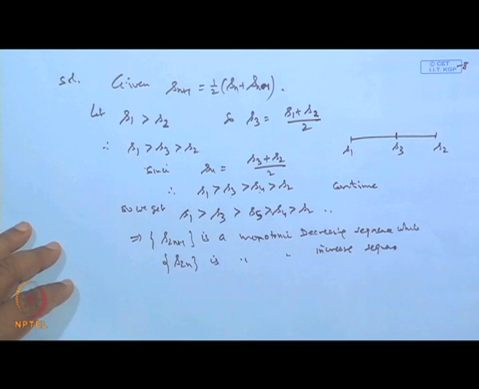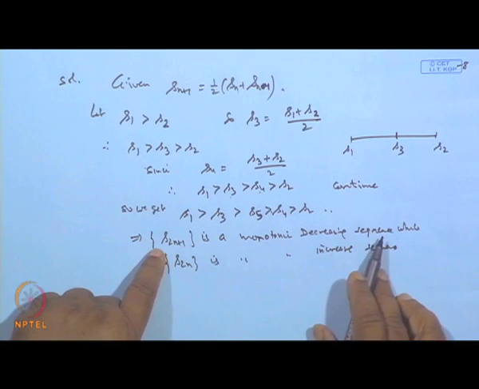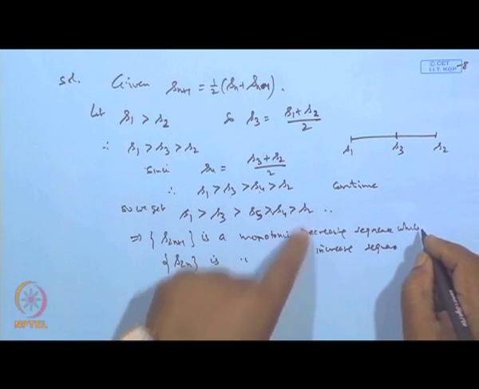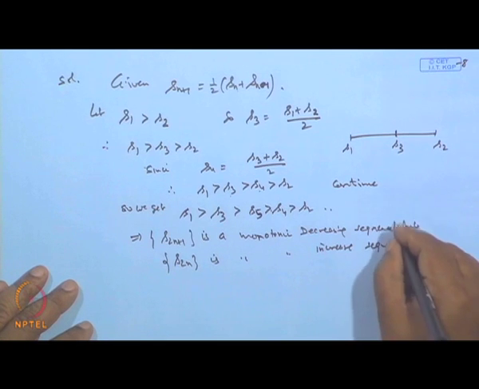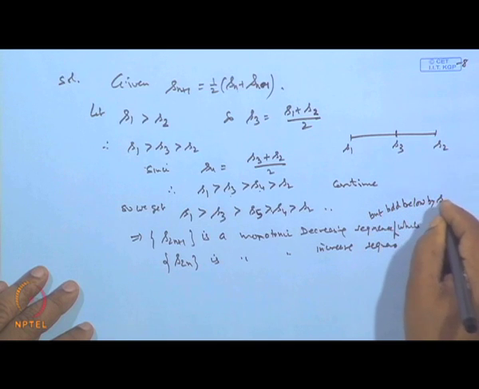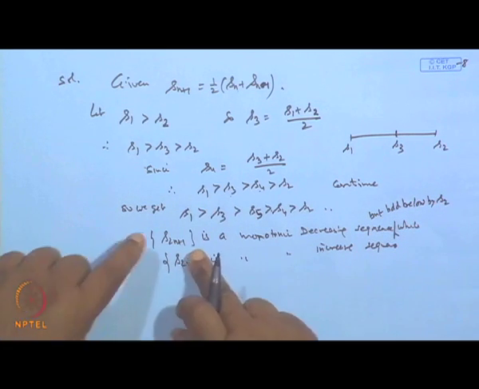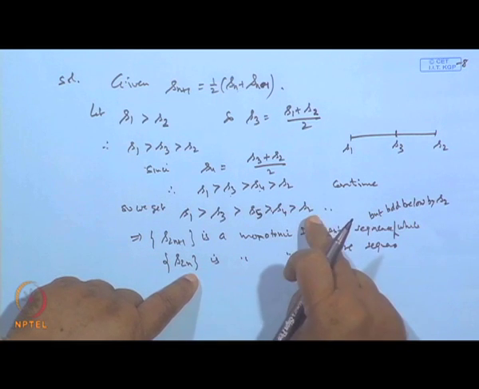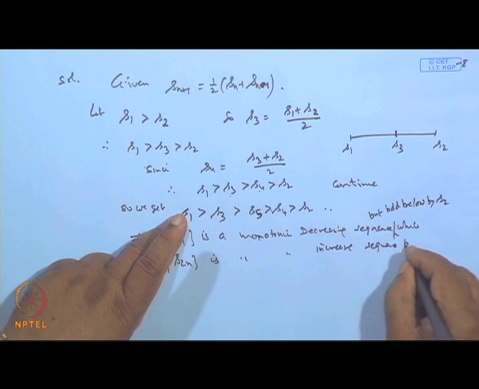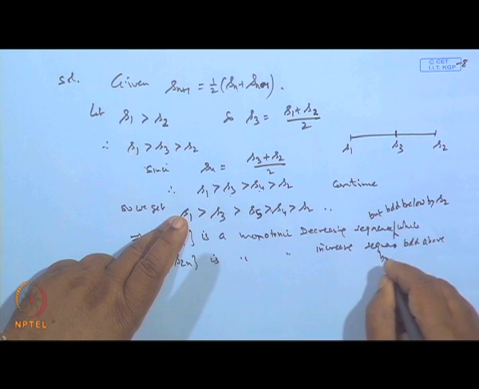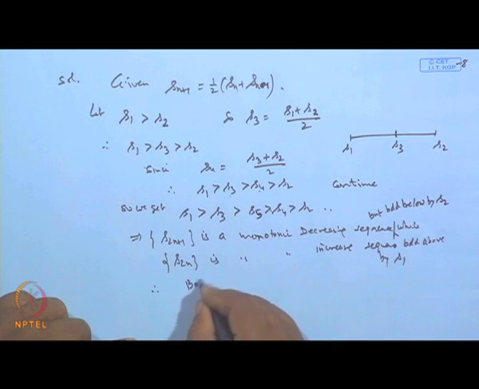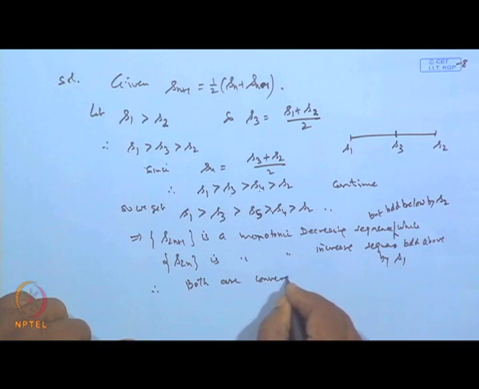Now, when it is a monotonic decreasing sequence, it is bounded below by S2, because S1 and S2 are fixed. So, it is convergent. S2n is again increasing, but it is bounded above by S1. So, this shows that both the sequences are convergent.